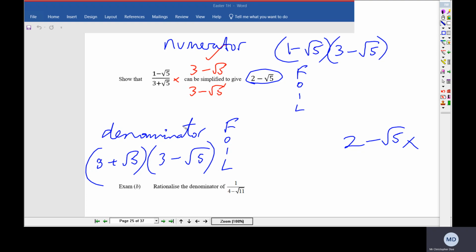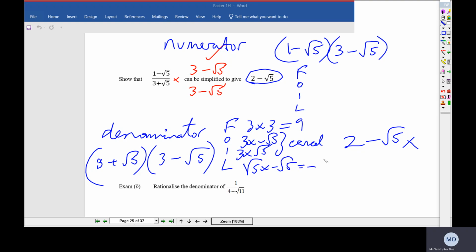Right, let's go over it and then we get a biscuit. Okay, so here we go then. Most of you probably did the denominator first, you're more used to doing it. 3 times 3 is 9. Outers is 3 times minus root 5. Inners 3 times root 5. Surprise, surprise. What happens to those two? They cancel again. And the last, root 5 times minus root 5 is always minus 5 this time. So we've got 9 minus 5 gives us 4. The denominator is 4.